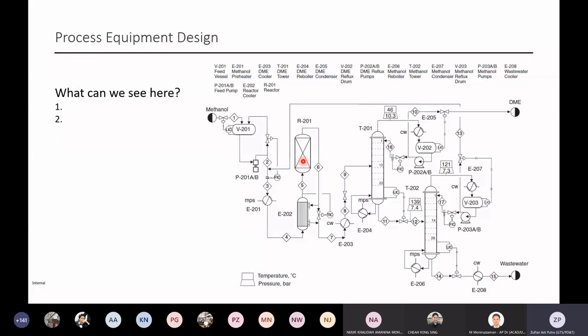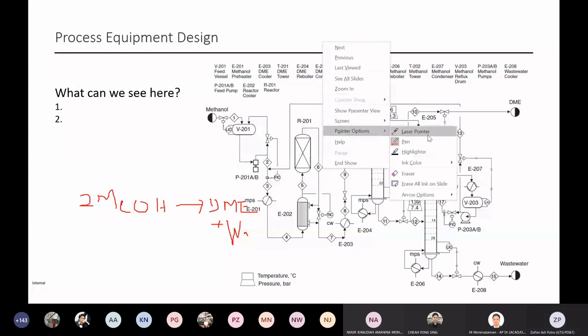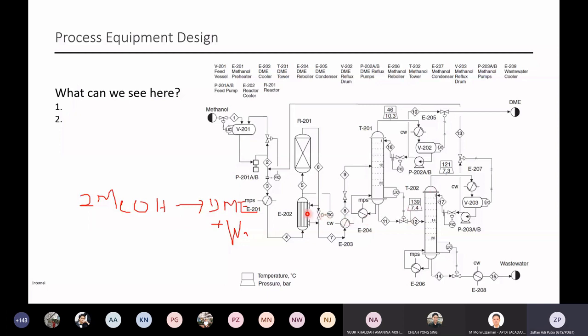So in this reactor, we have two methanol. I'm not very good at drawing. This makes DME plus water. So the reaction itself is exothermic in this case, but in your case it could be endothermic as well, or exothermic, I don't know. The heat released by the reaction will then be used to preheat the incoming feed. And then it gets cooled down, and then it will be expanded by this valve to reduce the pressure. And then it will be separated.